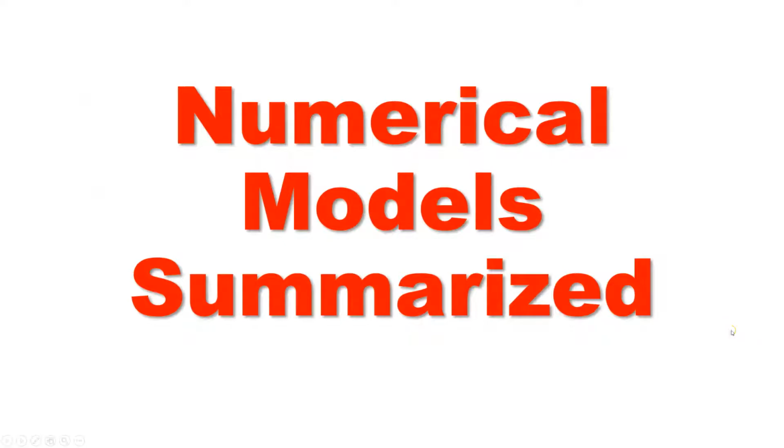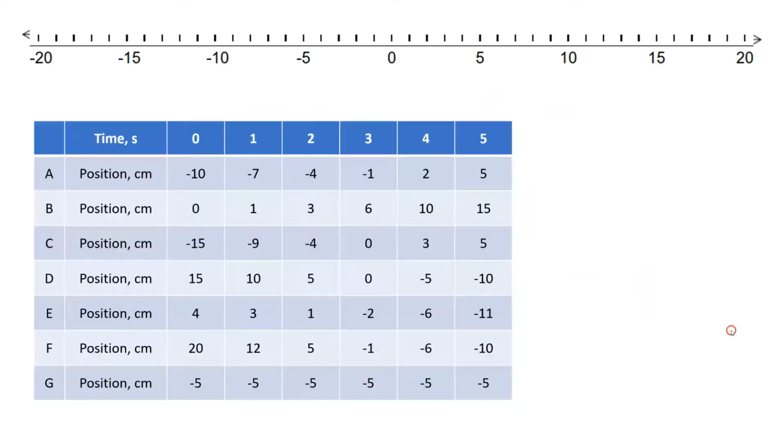In this video, I will summarize how numerical models can be used to depict the motion of an object. Here we have a position data table showing the locations of several objects from time t equals 0 seconds to t equals 5 seconds. On a number line, as you go to the right, the numbers get larger. As you move to the left on a number line, the numbers get smaller. Moving to the right will be called the positive direction, while moving to the left will be called the negative direction.